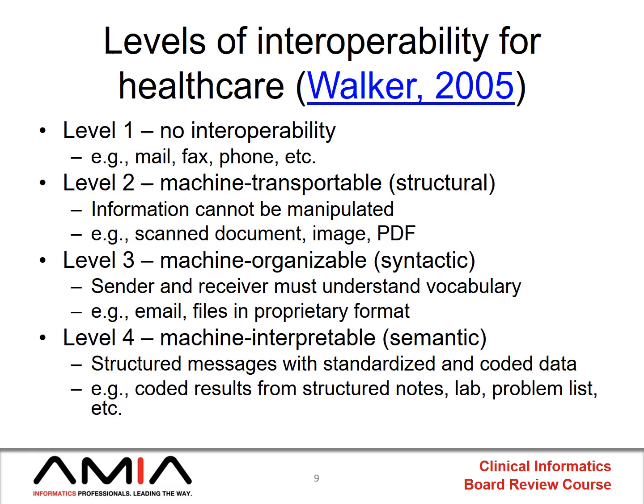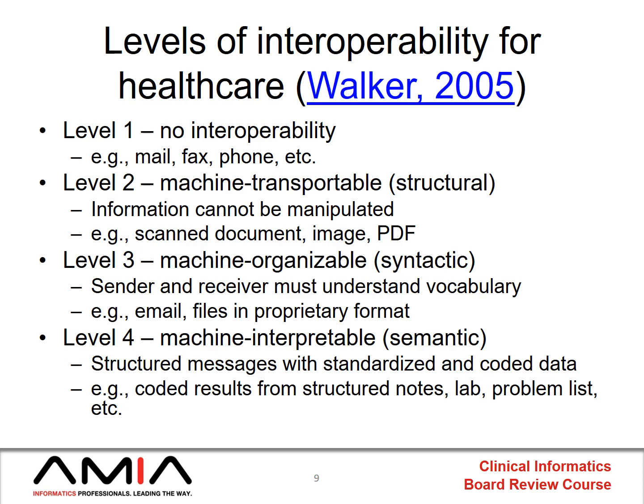Level 1 is no interoperability, things like snail mail, fax, telephone, etc. The next level up is machine transportable information, sometimes called structural interoperability. The information that's exchanged cannot be manipulated. It's something like a scanned document, an image, or a PDF file. The next level up is machine organizable, or sometimes called syntactic interoperability, where the sender and the receiver understand the vocabulary. So things like email or files that might be in proprietary format.